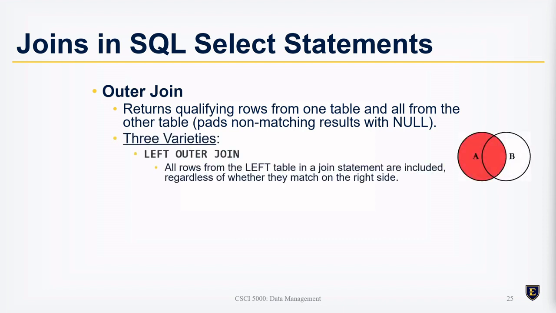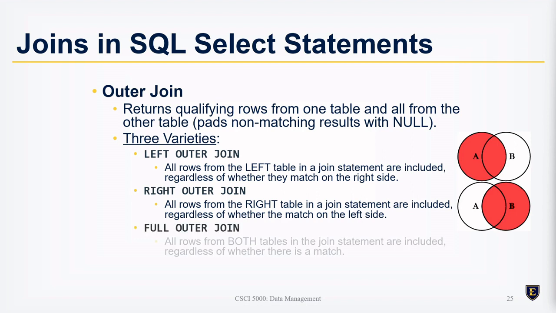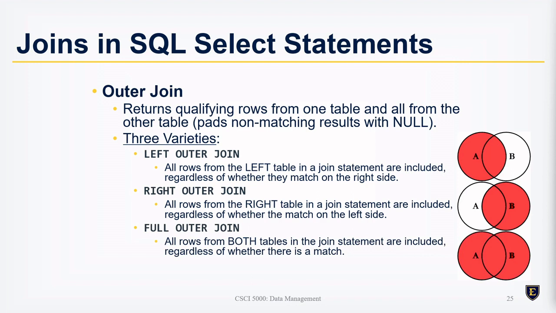So there are three varieties. The first variety is the left outer join. In this Venn diagram, we see that all rows from the left table are included regardless of whether they match on the right side. The second one is a right outer join, and all of the rows from the right table in the join statement are included regardless of whether they match on the left side. And finally, we have a full outer join where all rows from both tables in the join statement are included regardless of whether there's a match, and it pads both sides with null.